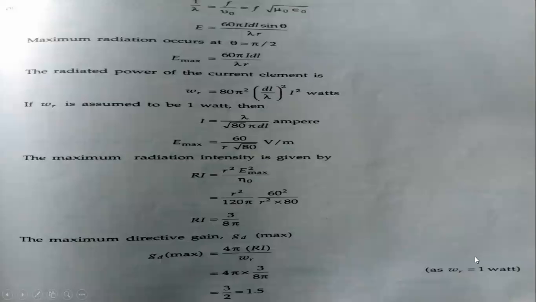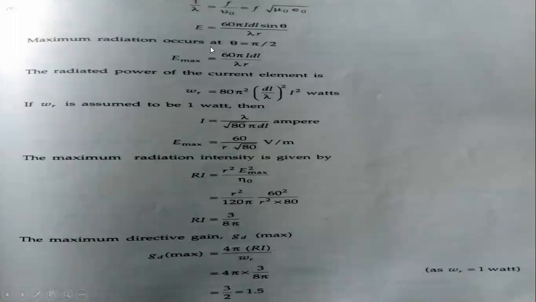Later on, what will happen if you substitute the previous case? That is nothing but f by lambda, f will be as it is, v0 will be there, f into root of mu 0 epsilon 0. So in this way, finally after cutting and all, if you observe the previous two, one or two steps may increase, you will get E equals 60 pi I dl sin theta divided by lambda into r.